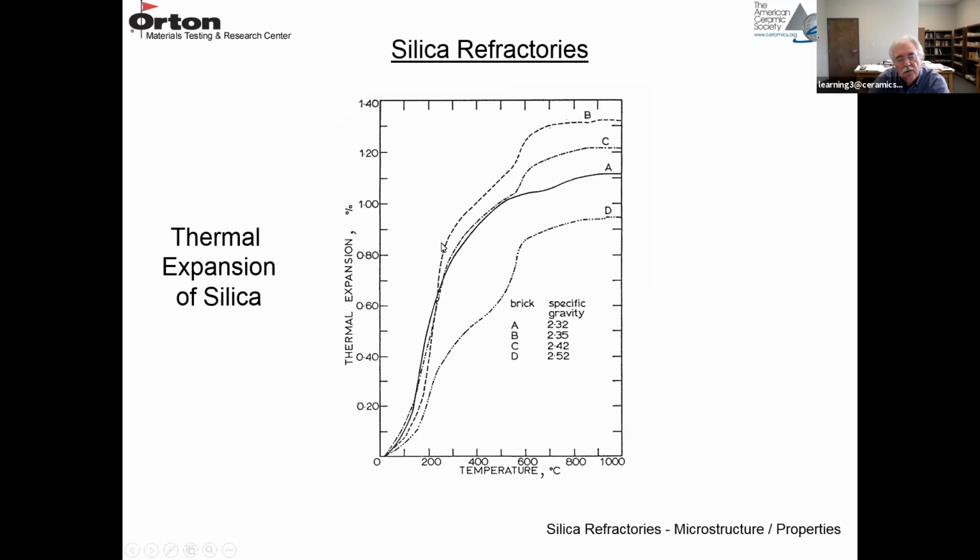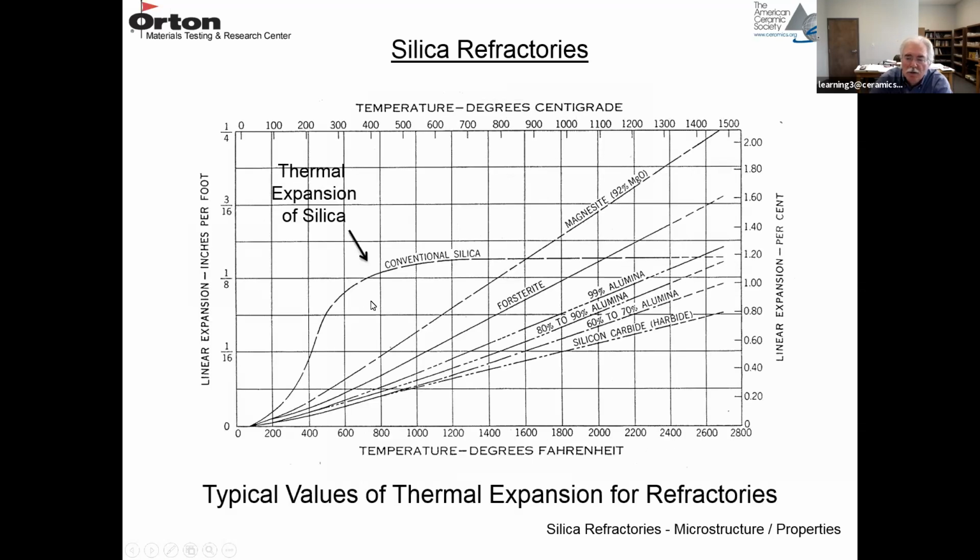You have some phase transitions for cristobalite and tridymite, and then you tend to level off, and hopefully you have no quartz present. So I showed this diagram the first day, linear expansion versus temperature. I mentioned that MgO was the highest in terms of thermal expansion. Silicon carbide would be one of the lower, and this diagram shows some aluminum materials.